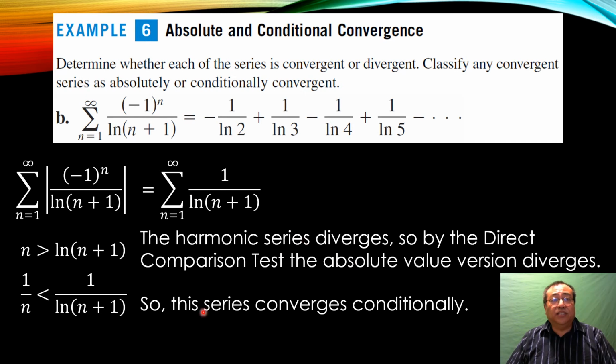Therefore, this series converges conditionally. Remember, the alternating series version, the one with the negative 1 to the n, converged by the alternating series test. The absolute value version diverges by the direct comparison test to the harmonic series. So this series converges conditionally.